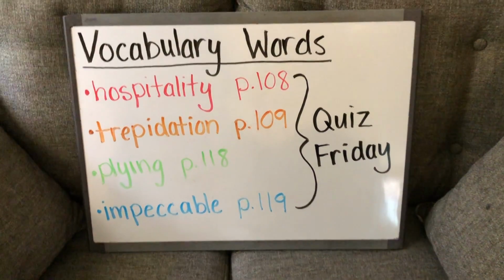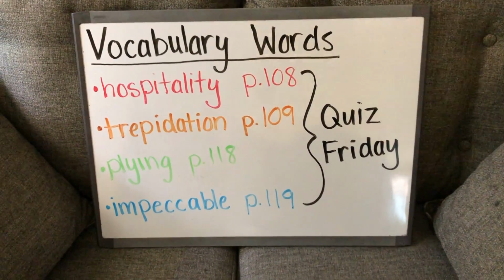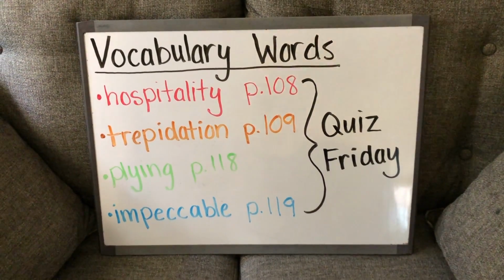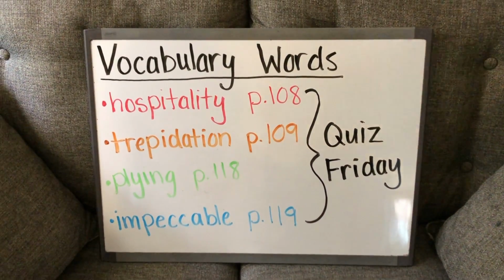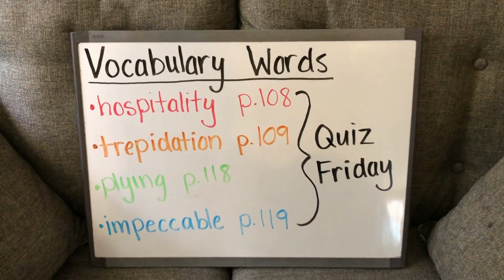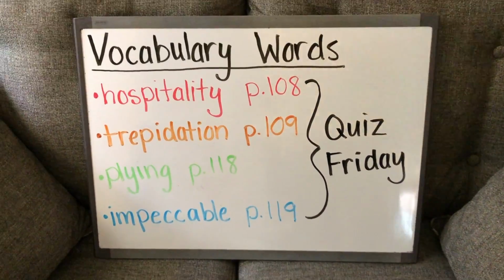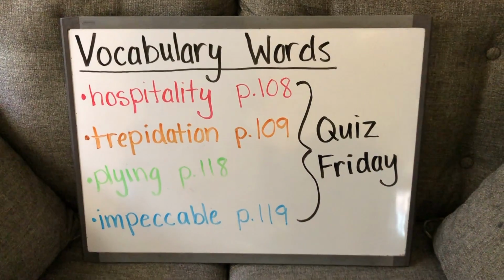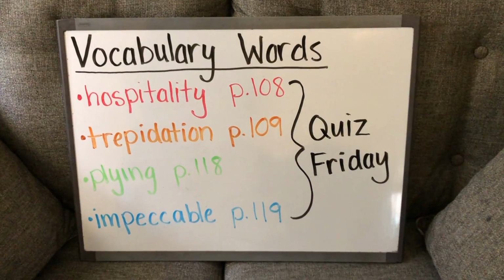This week you have 4 vocabulary words that can all be found in A Single Shard. Your first word is hospitality. This can be found on page 108. Next is trepidation on page 109, flying on page 118, and impeccable on page 119. Remember, you have a quiz on Friday on these words. Before you take your quiz, you will want to define each of these words by using a dictionary or the internet. You can take notes on these definitions and use them when you take your quiz.